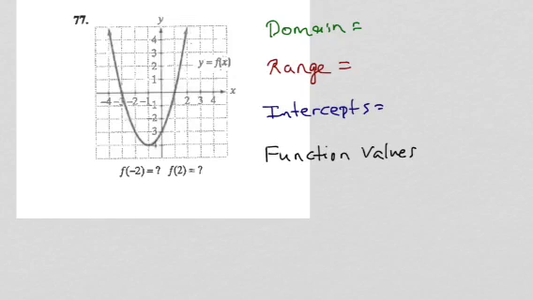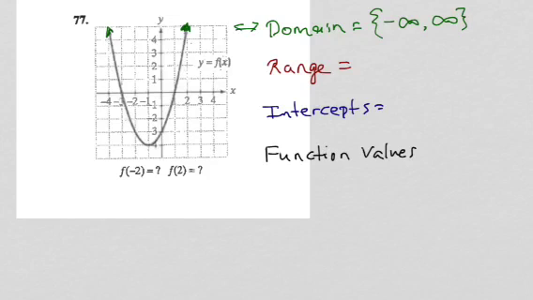So the first thing I'm going to look for is domain. Again, domain is my x information. I want to know how far left or right can this graph go. Now, since this arrow here is pointing me kind of to the left, and this arrow here is pointing me kind of to the right, that means my domain is the set of everything starting from negative infinity all the way up to positive infinity.